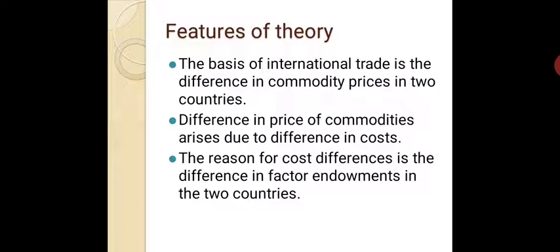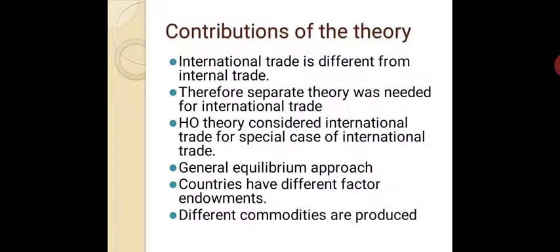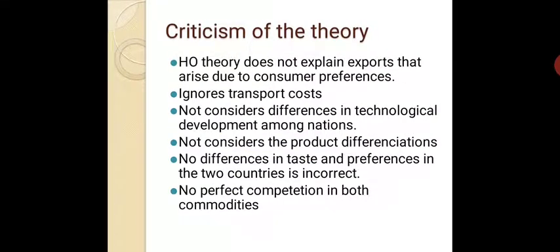Okay. Next, what are the major contributions of the theory? First, international trade is different from internal trade, and so a separate theory was needed for international trade. The Hechsher theory is considered as international trade theory because it is a special case for international trade. It always takes a general equilibrium approach, and the countries have different factor endowments and different commodities are produced. These are all the major contributions of the theory.